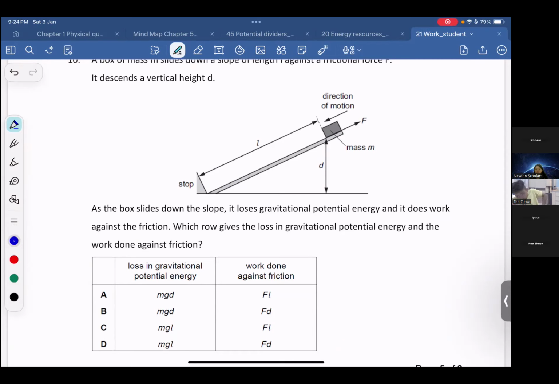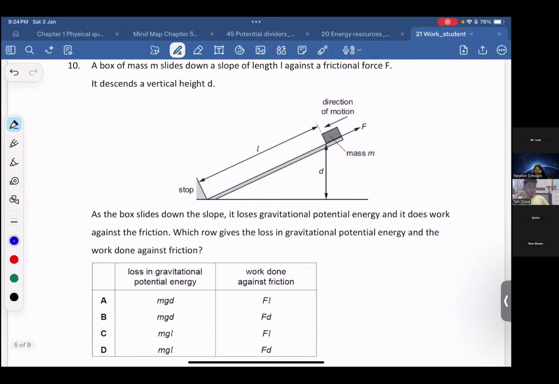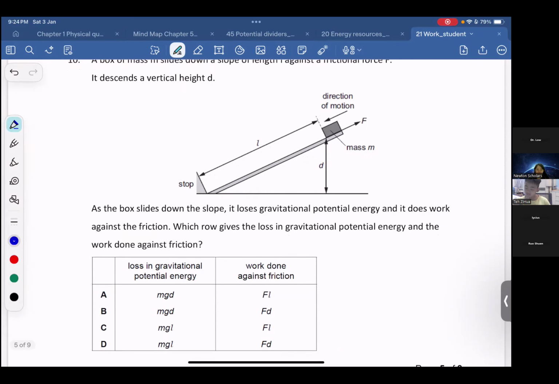Zihua already wants to sleep? No. So what do you think, guys? 10. A, B, C, D. Angeline, correct.